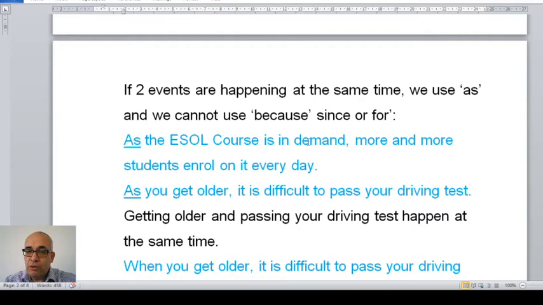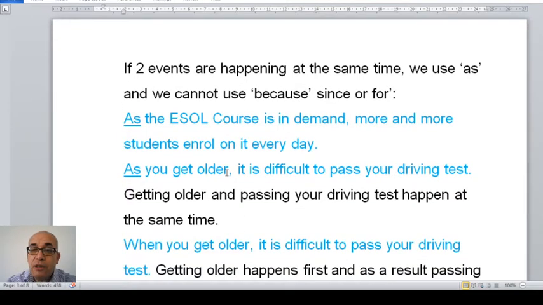So what do I have to use? I have to use as only. Only as. As you get older, it is difficult to pass your driving test. Again here, getting older and passing your driving test, 2 events, and these 2 events happen at the same time. And that is why I have to use as.